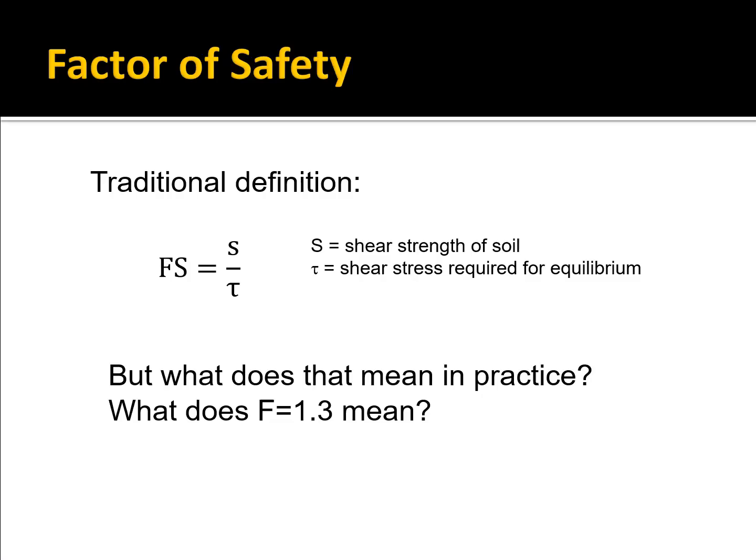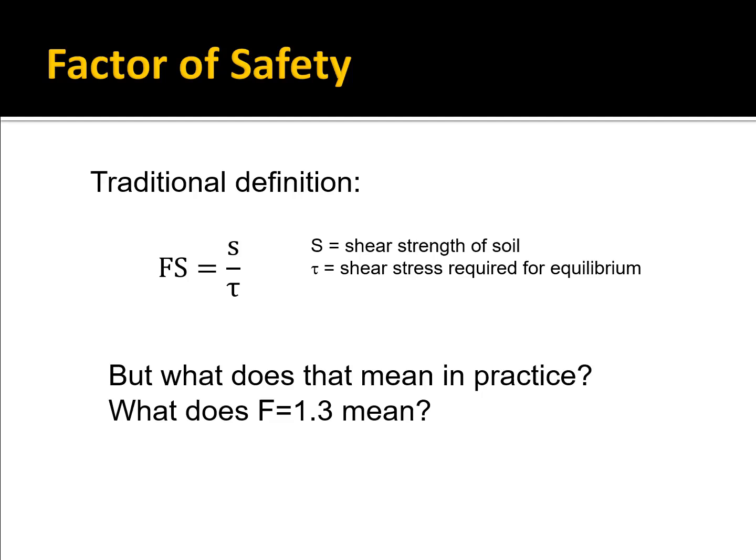The traditional way we calculate factor of safety using a limit equilibrium slope stability method is to take the shear strength of the soil, the forces resisting failure, divided by the shear stress required for equilibrium, or in other words, the forces working to resist failure, and that gives us our factor of safety. A factor of safety less than 1 means that the slope would likely fail. If it's greater than 1, it means it is likely to be stable.